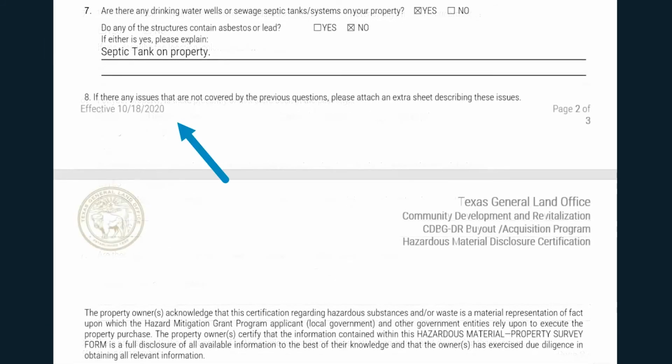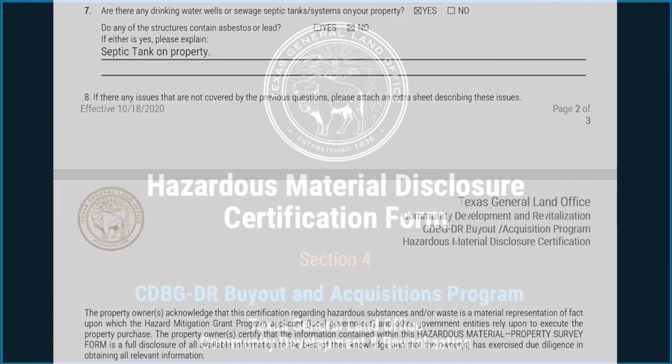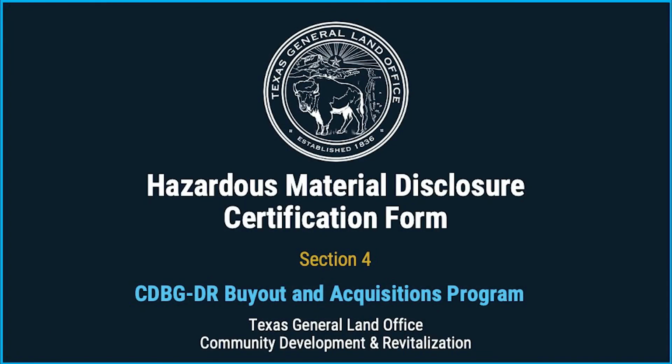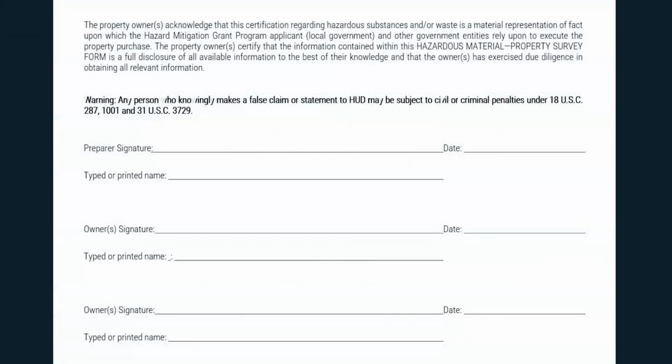Number 8 asks that if there are any other issues that are not covered, that those issues be identified in an attached sheet describing the issues. Applicants should identify all issues that may have led to the presence of hazardous materials on the property. The next section is an acknowledgement that the local buyout and acquisition program will rely on this form as fact, and that the property owners certify that the information is a full disclosure and that the owners have done their due diligence in obtaining relevant information.